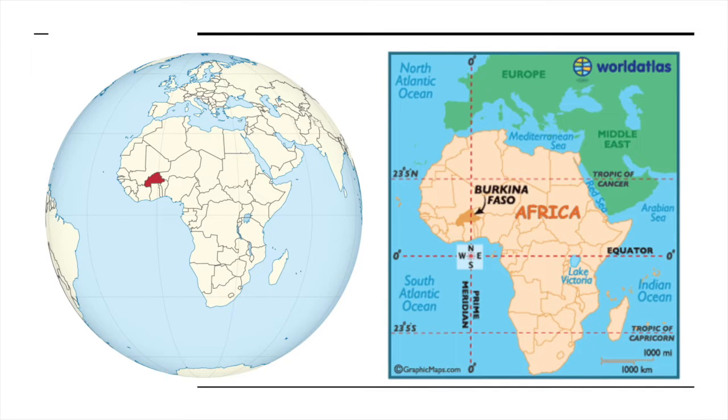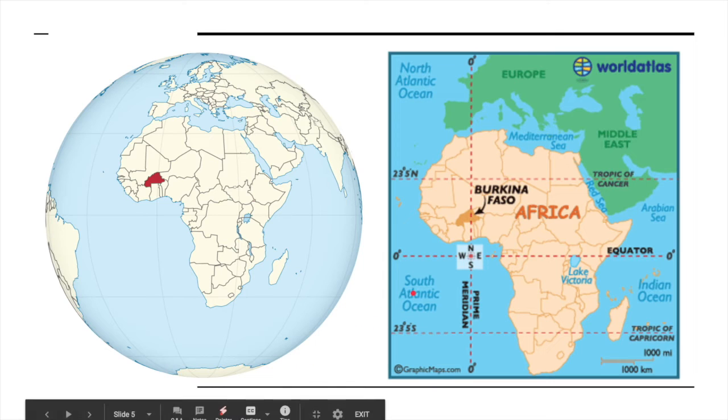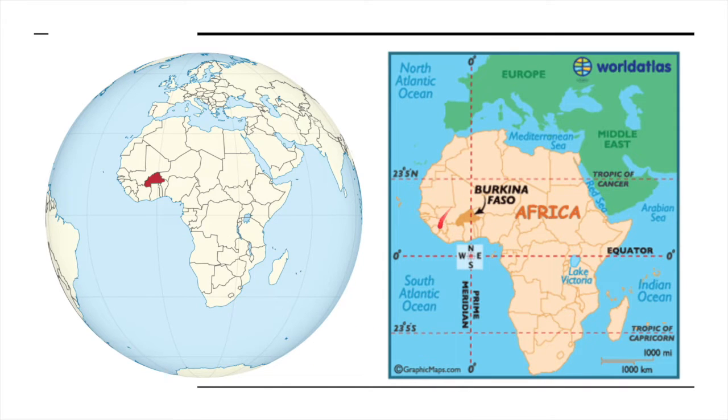The first art piece we're going to look at today is from a country in Africa. I believe it's pronounced Burkina Faso. Africa is here on a globe. So if you have a globe at home, take a moment to try to find Africa. And Burkina Faso is in West Africa, and it's this country right here.